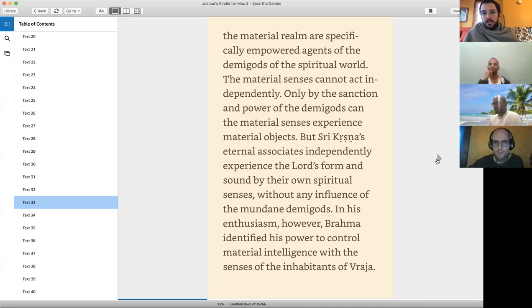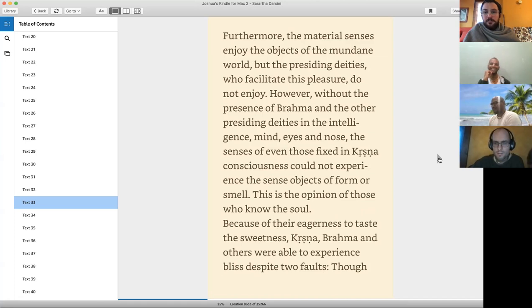The material senses cannot act independently. Only by the sanction and power of the demigods can the material senses experience material objects. But Sri Krishna's eternal associates independently experience the Lord's form and sound by their own spiritual senses without any influence of the mundane demigods. In his enthusiasm, however, Brahma identified his power to control material intelligence with the senses of the inhabitants of Vraj.